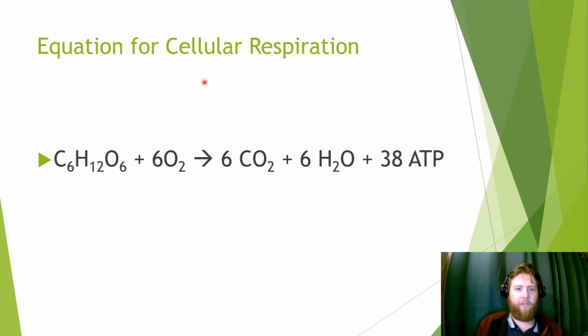All right, the equation for cellular respiration is as follows. It is C6H12O6, or glucose here, plus 6O2, which is oxygen, and these reactants yield these products: 6 carbon dioxide, 6 water, and 38 ATP. And we will figure out exactly where each of those ATP are coming from.